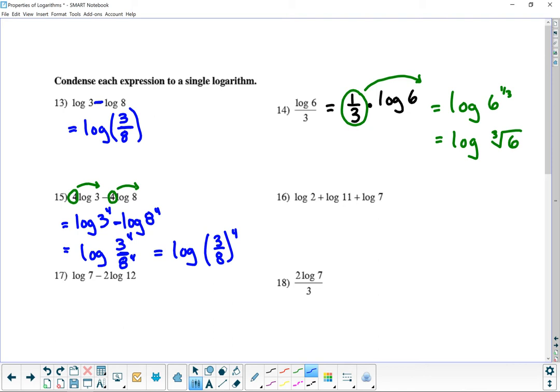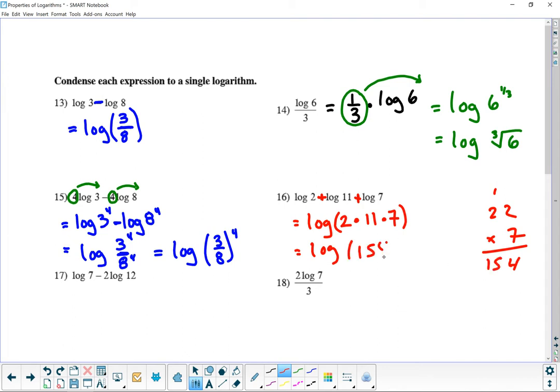Okay, 16. I'll start using red. Notice that these are all additions, which means that we're going to have multiplication, so we use the product rule. So we're going to have log of 2 times 11 times 7. You can put parentheses to make it look a little cleaner. Now, you don't want to multiply 2 times 11 times 7, because whatever you get, 22 times 7, right? 154. So if you end up with log of 154, that's fine.